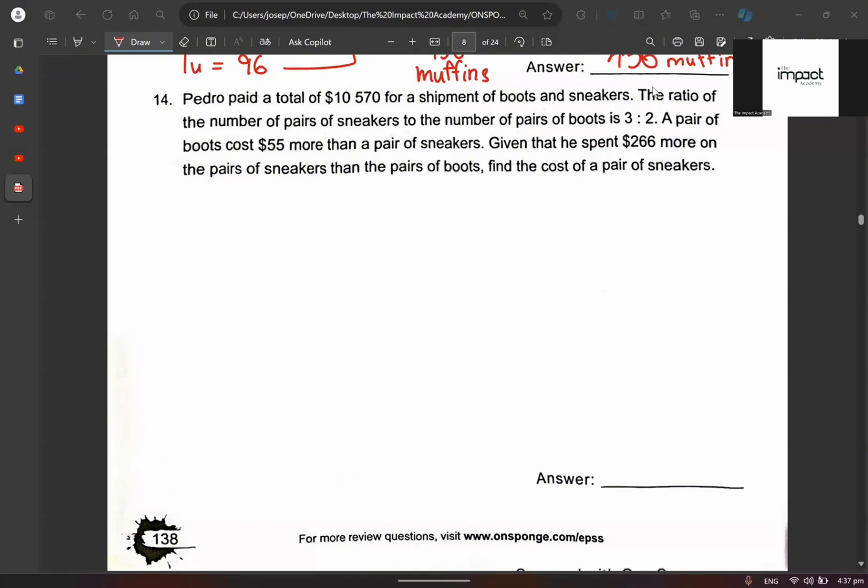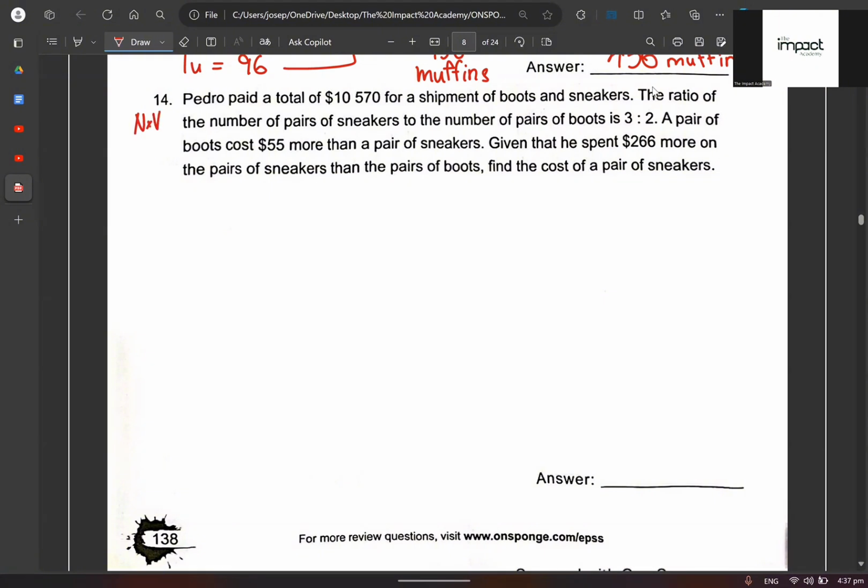Now, the next question is a number x value question. Agree or disagree? Why is it a number x value? Well, we can see over there. Again, we are just going to write NXV over here. Okay, so Pedro paid a total of how much? 10,570 for a shipment of boots and sneakers.